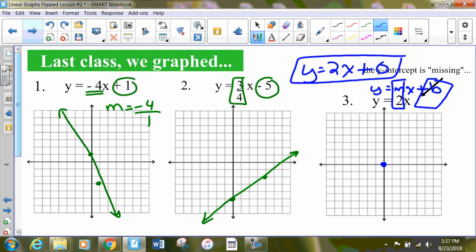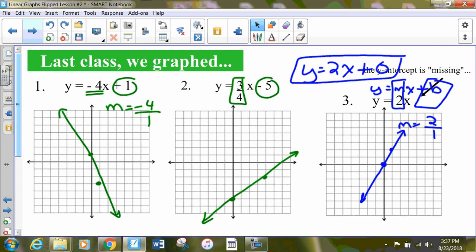And then the slope is 2, and that means rise is 2, run is 1, so up 2 over 1. Connect the dots, try to make both dots. Yay. I'm going to encourage you to use rulers when you are connecting dots so that they look correct.